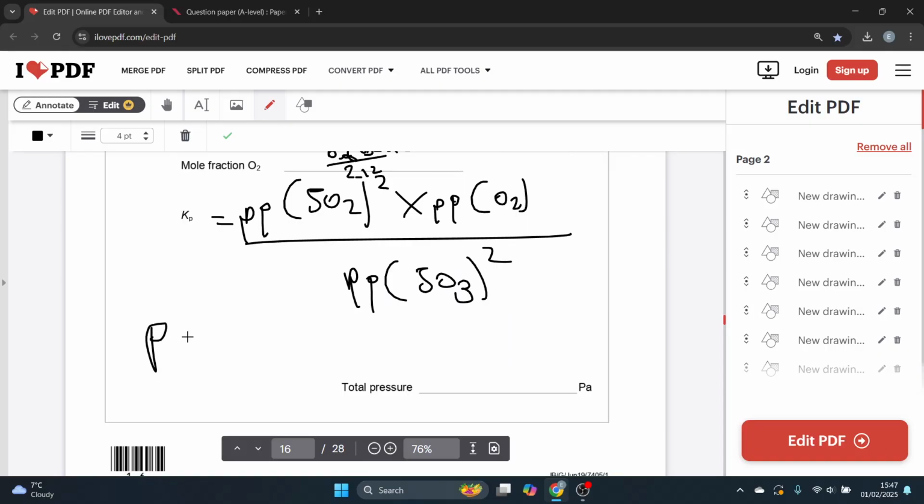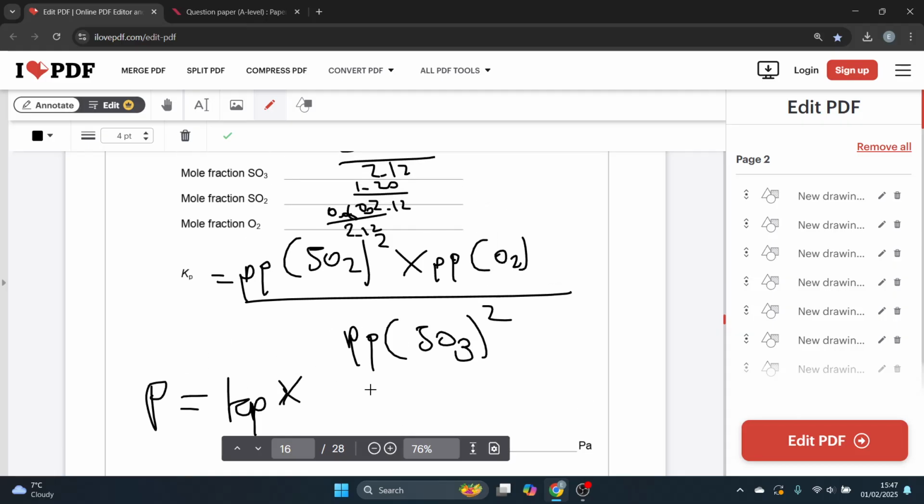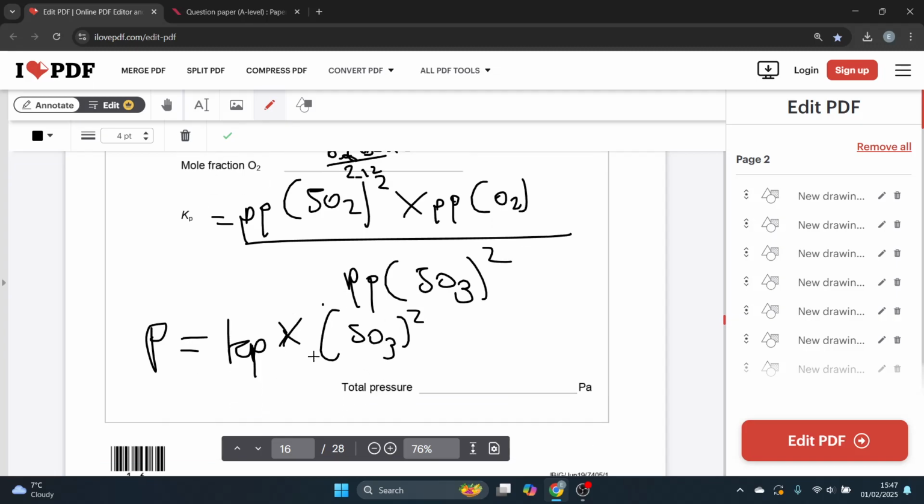Well, total pressure is going to be Kp times the mole fraction of SO3 squared, divided by the mole fraction of SO2 squared times the mole fraction of O2. That's what it's going to be.